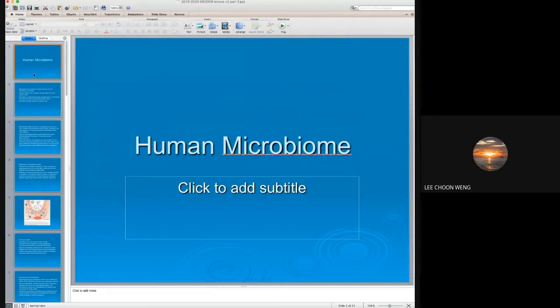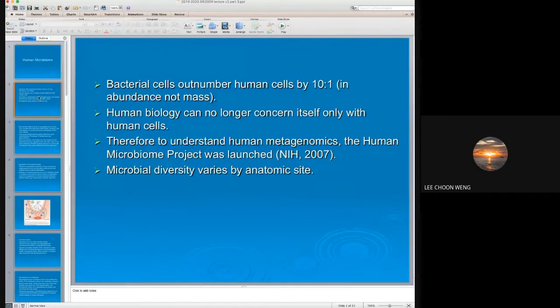So human microbiome technically means the study of the microbial population community on humans. So why is this important? Because now we know that bacterial cells outnumber human cells by 10 to 1. However, this is only in abundance and not, of course, in mass, because human cells are a lot larger than bacterial cells.